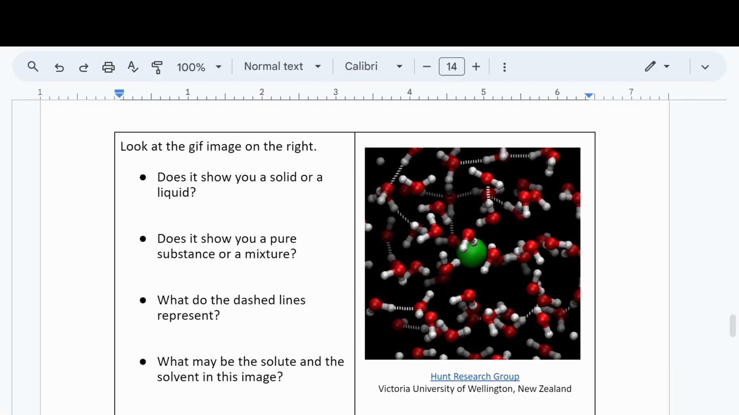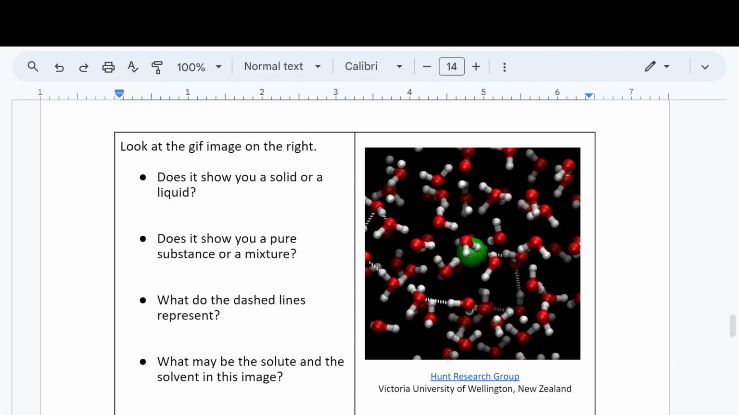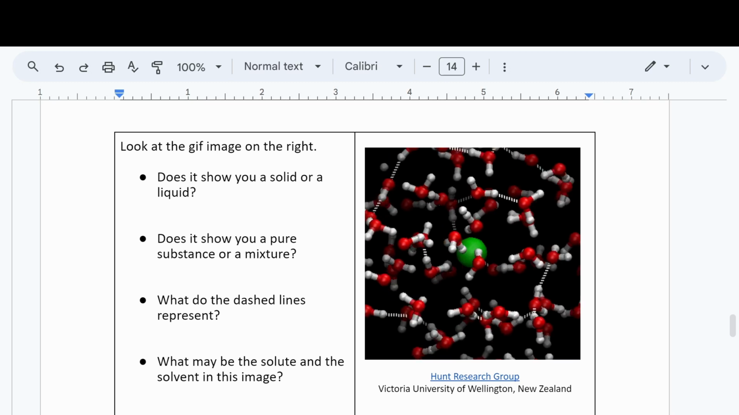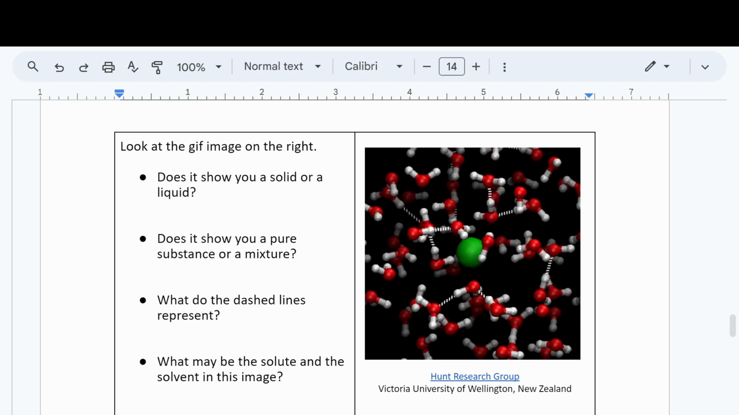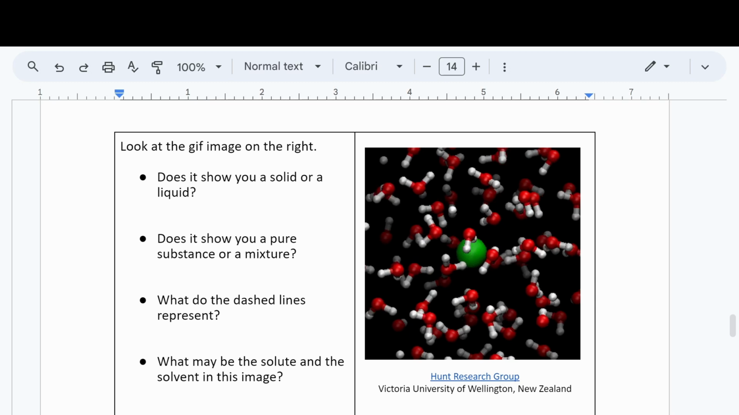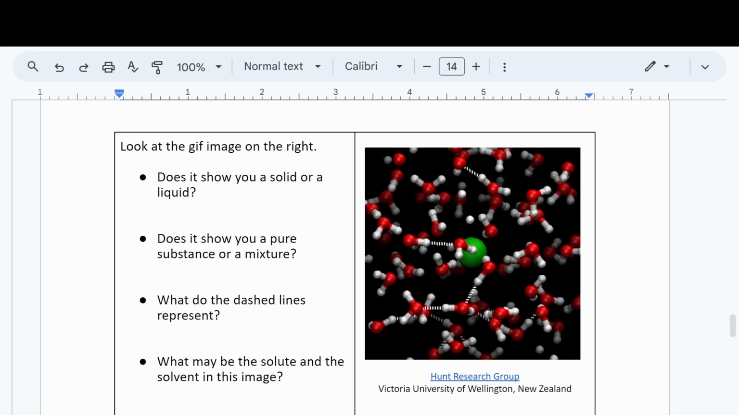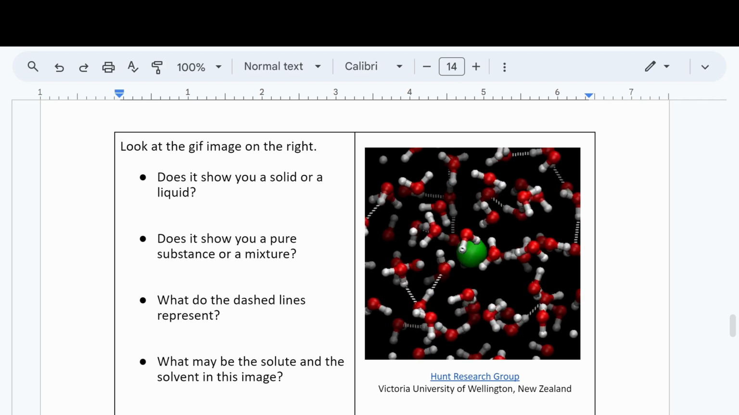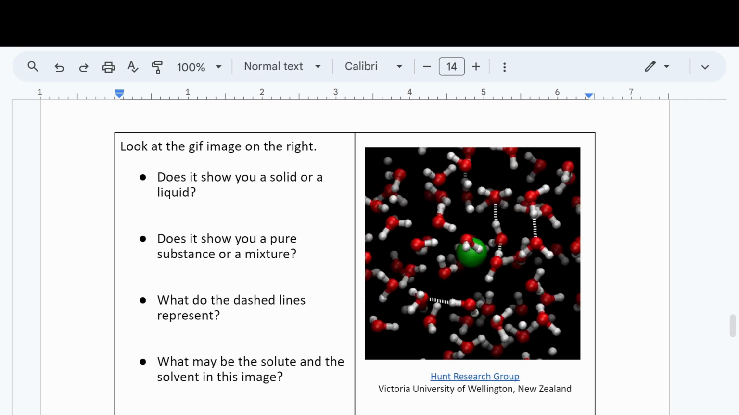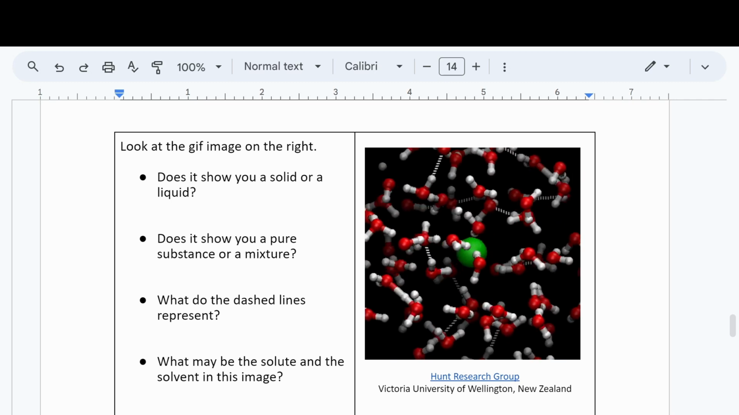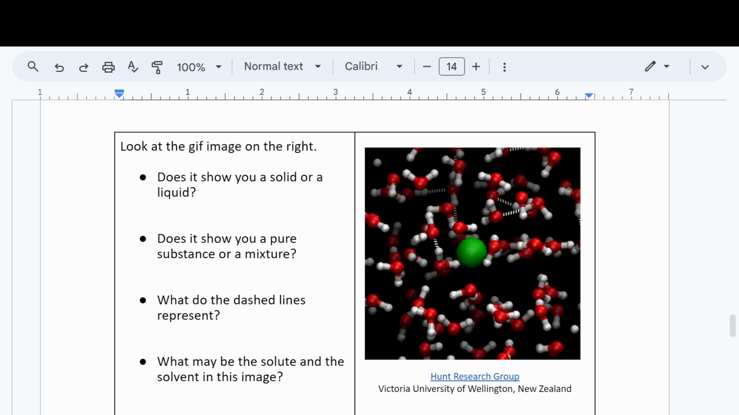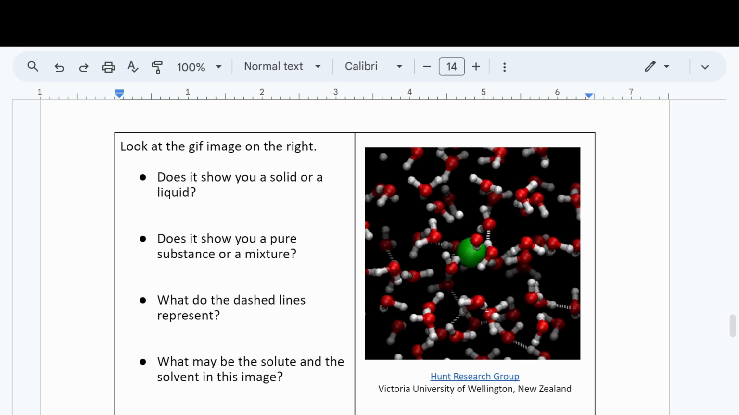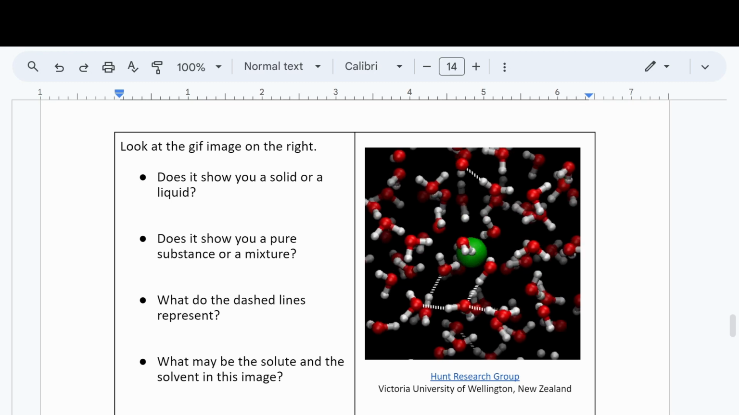Some great follow-up questions after they've completed their experiment and their data analysis are shown in the following page of the handout. And I'm referring here to the GIF animation on the right, which visualizes water molecules that are concentrated around a chloride particle. And students can then answer some questions related to that. The fact that it is a liquid, not a solid.